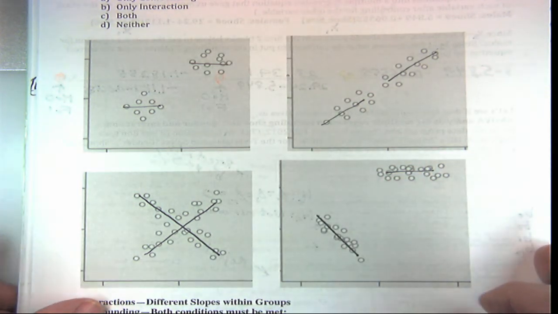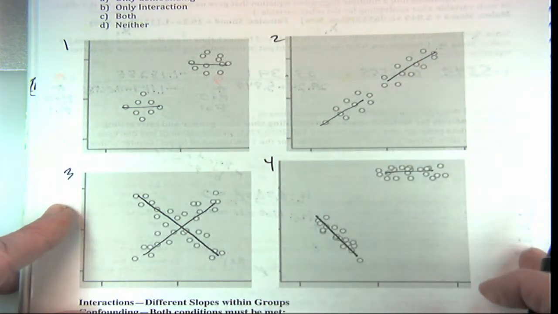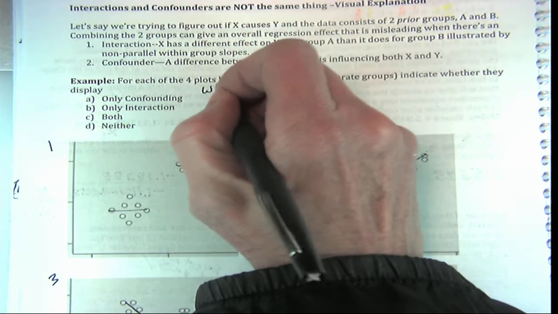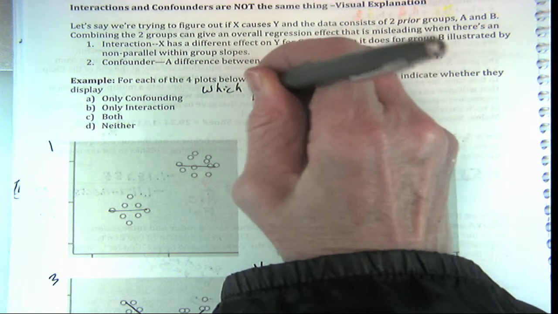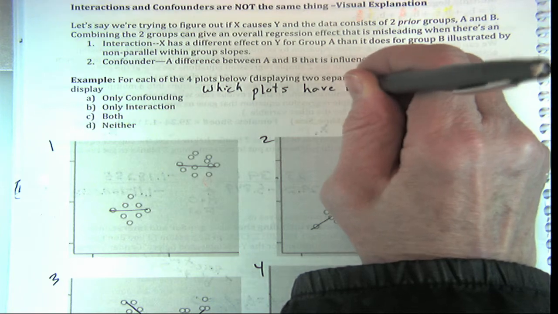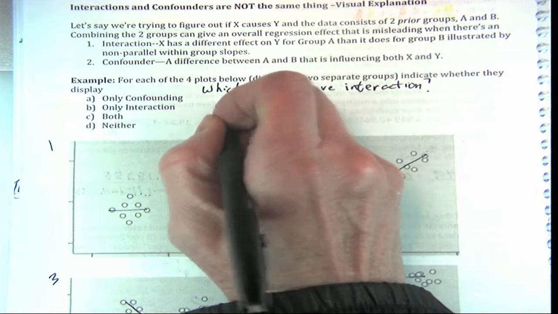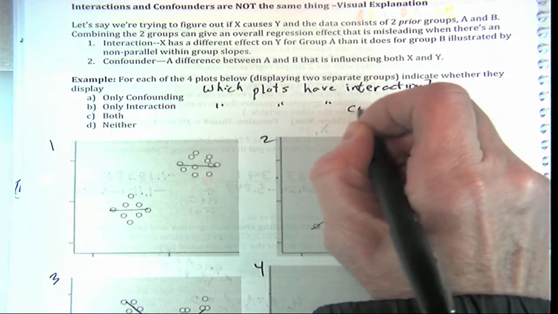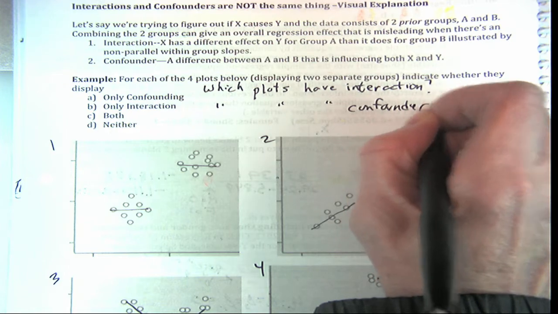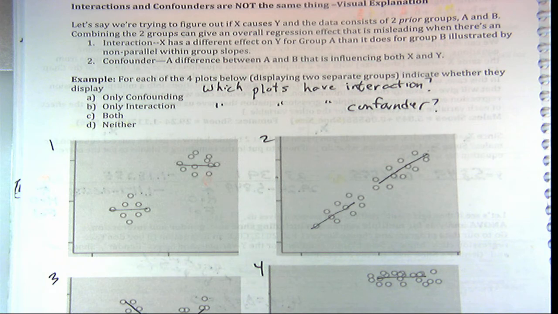Now, looking at these plots, let's label them 1, 2, 3, and 4. I'm going to ask you this clicker question: which plots have an interaction? And I'm also going to ask you which plots have a confounder. Let's start with the interaction right now.